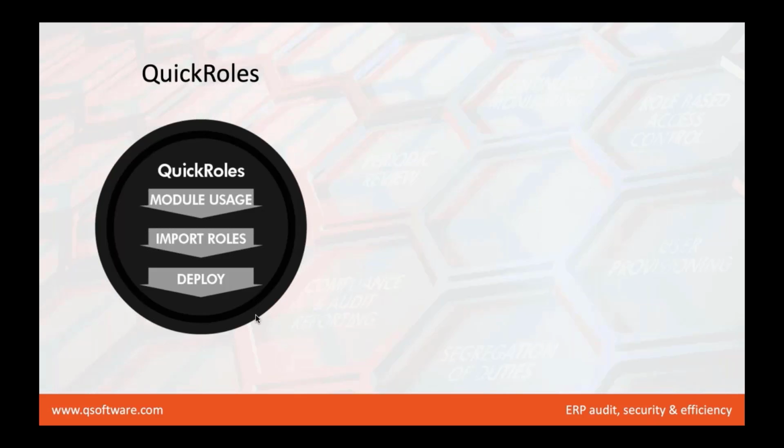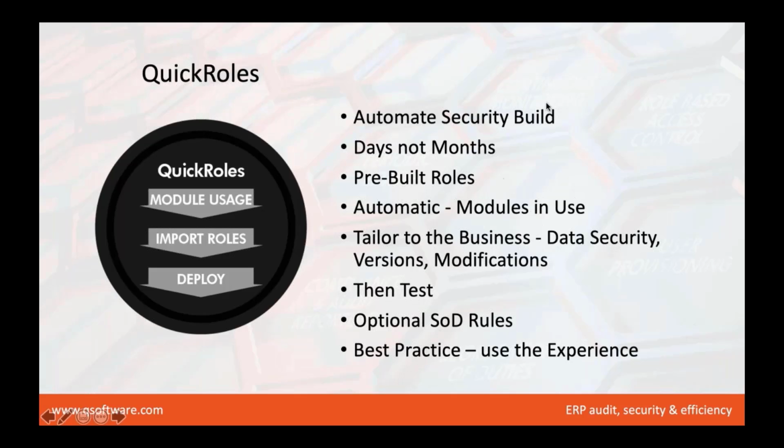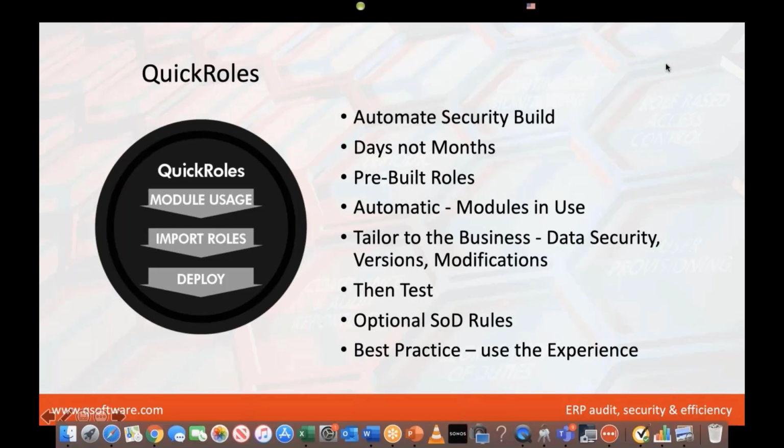And it pulls those roles down onto your JD Edwards system, and then you deploy. You hit a button and it writes that. What we're trying to do here is really to create an environment whereby we can automate the security build. If you're starting from scratch, this is extremely easy, and really it's a matter of taking these pre-built roles, which have been SOD checked according to our view of SOD in a standard JD Edwards environment.